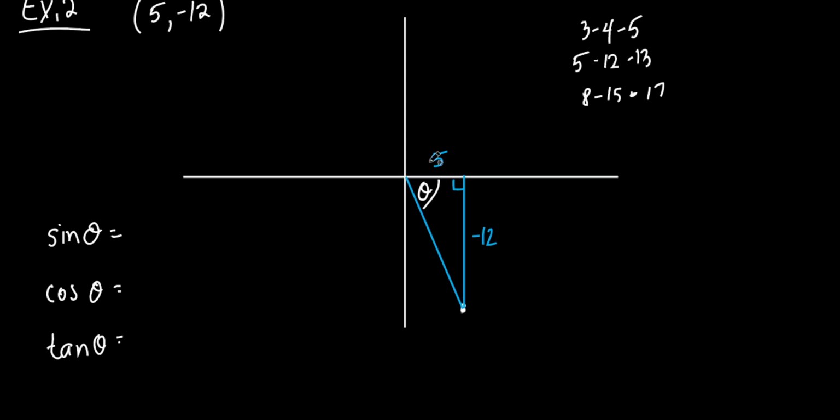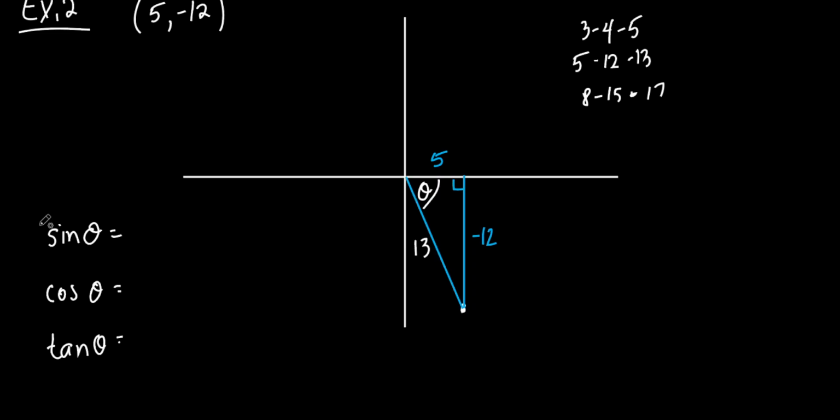Anyway, what is that hypotenuse? It's 13. So now we're ready to find the sine, cosine, and tangent of that angle. They don't do it in this lesson, but you could actually find what the angle is, knowing that point right there. We're not going to do it in this lesson. We'll do it some other time.